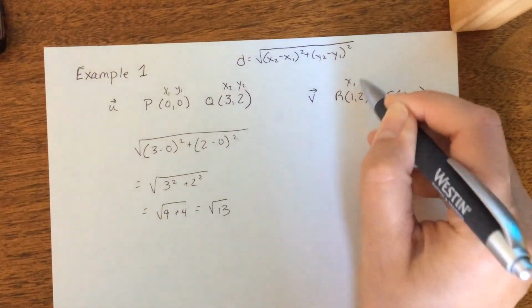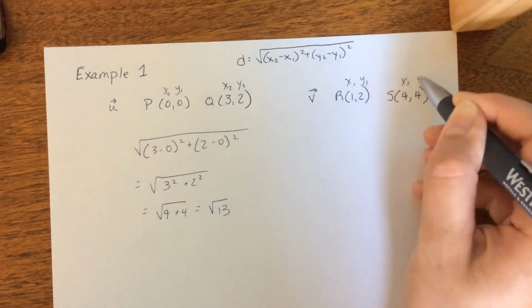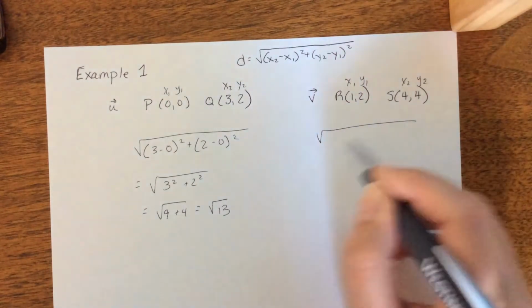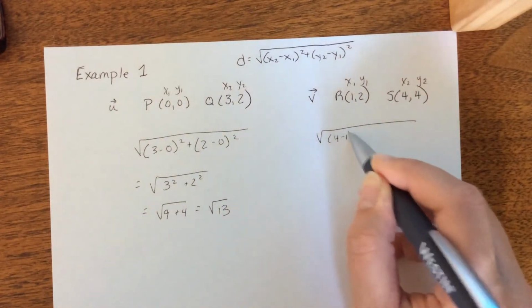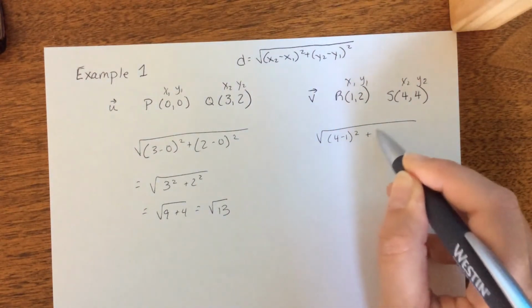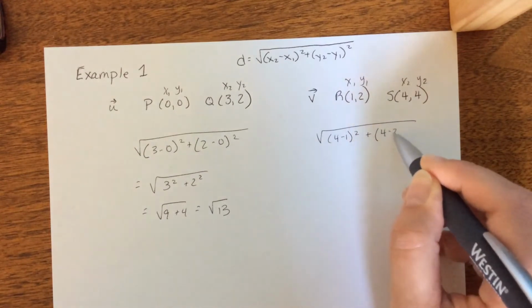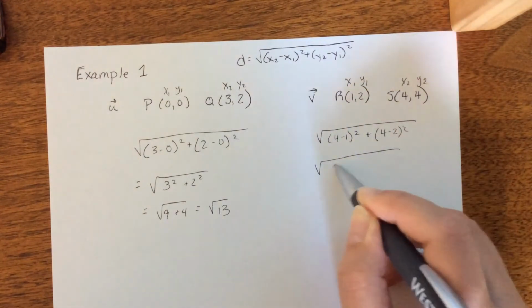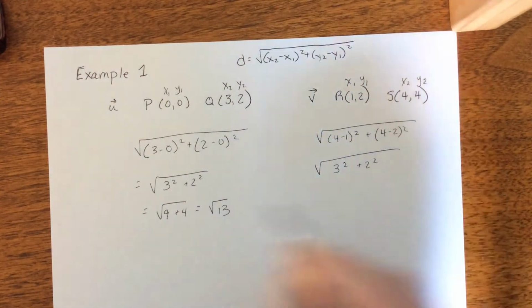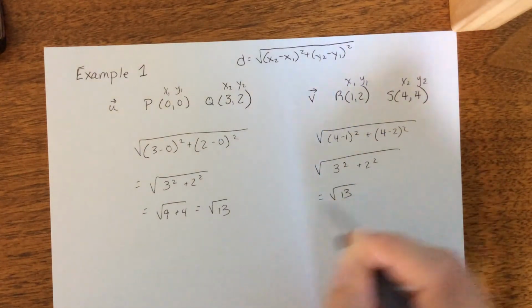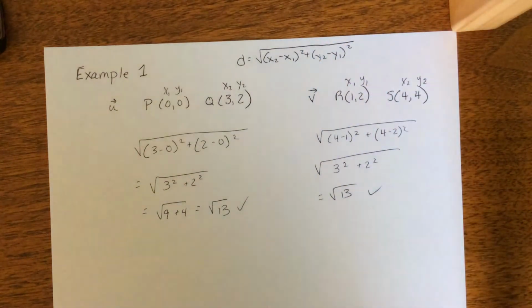So x1, y1, x2, y2. So 4 minus 1 squared plus 4 minus 2 squared. So I get 3 squared plus 2 squared, looking the same, so it's also going to be the square root of 13. So the magnitudes are the same.